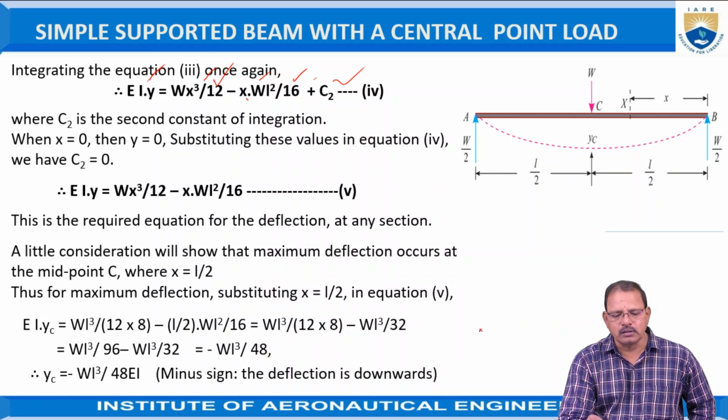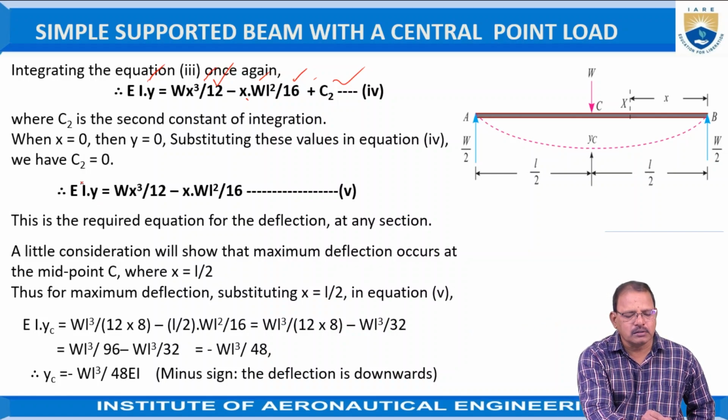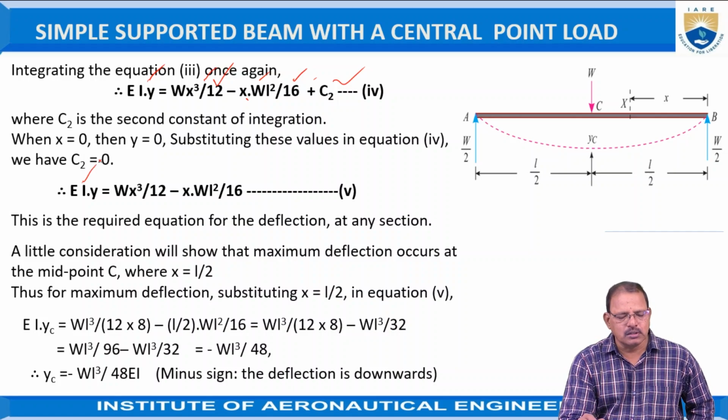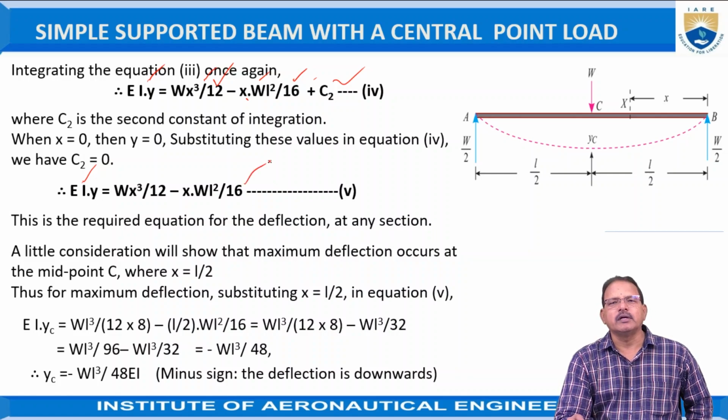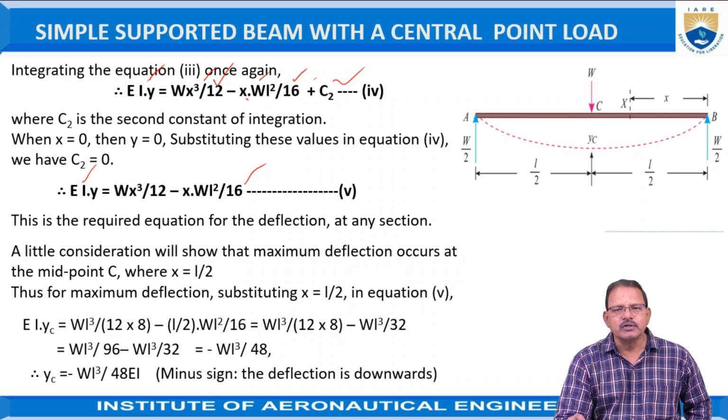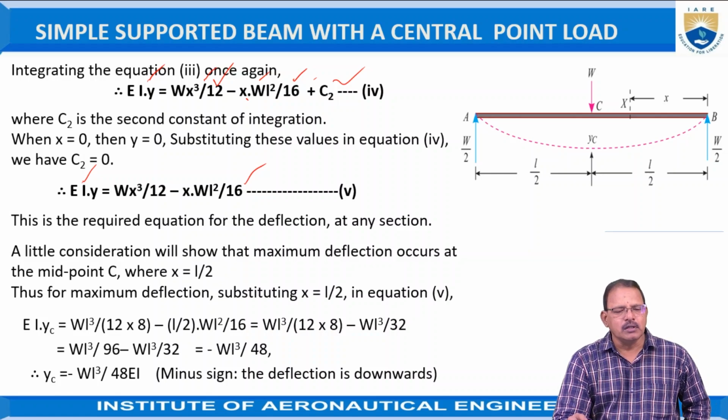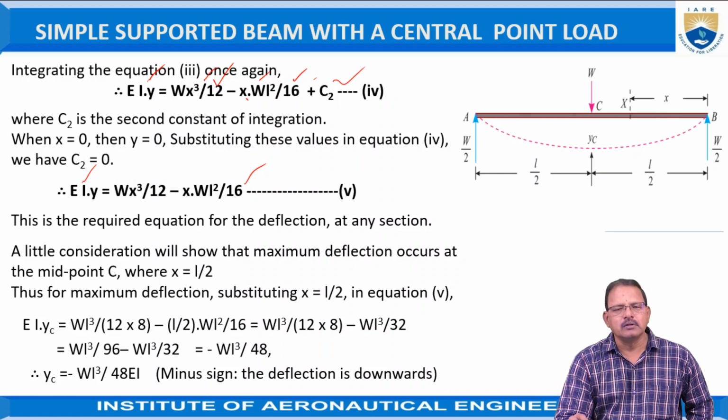So the modified equation 4 we can write now, EI into Y is equal to Wx cube divided by 12 minus x into WL square by 16 now. This is the required equation for determination of deflection of the beam at any section when it is subjected to point load at its center now. The maximum deflection generally occurs when x is equal to L by 2. So, by substituting the value of x by L by 2 in equation number 5, we got maximum deflection, that is known as the Y value.